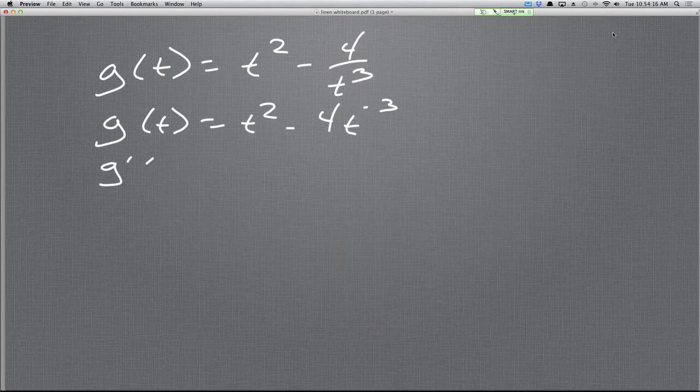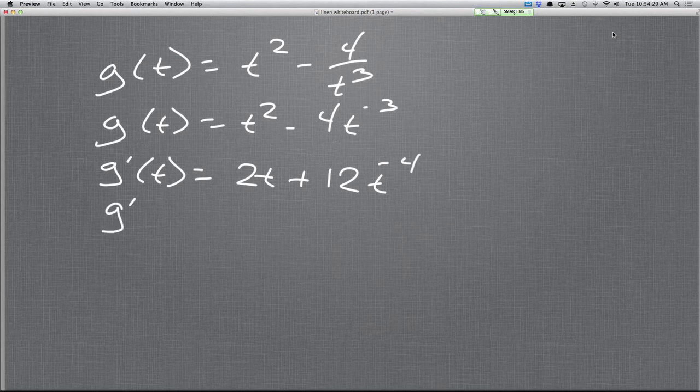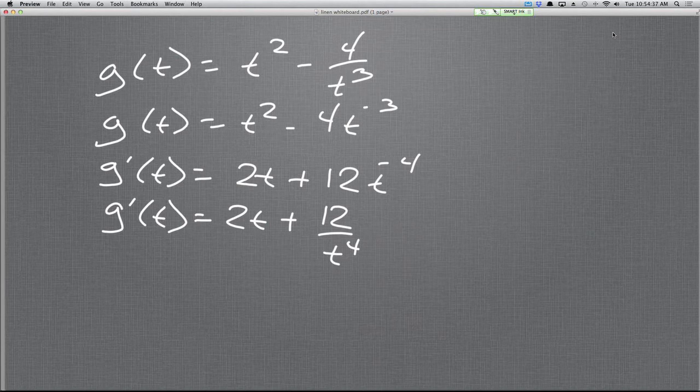So my derivative is going to be 2t plus 12 over... Yeah, don't get ahead of me. It's initially going to be t to the what? Negative 4. So 2t plus, what does that end up being? 12 over t to the 4th. Don't get sucked into moving that 12 down. Only the variable goes.